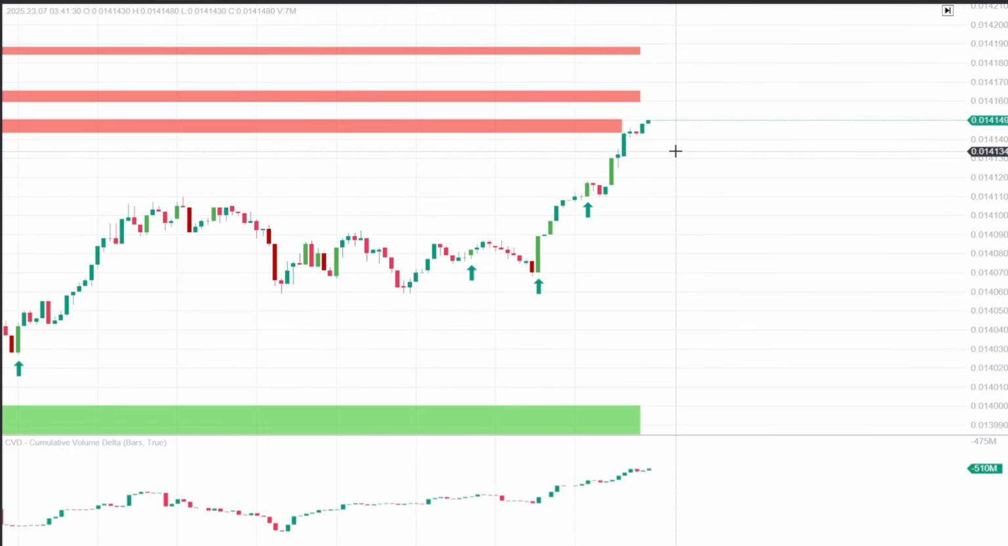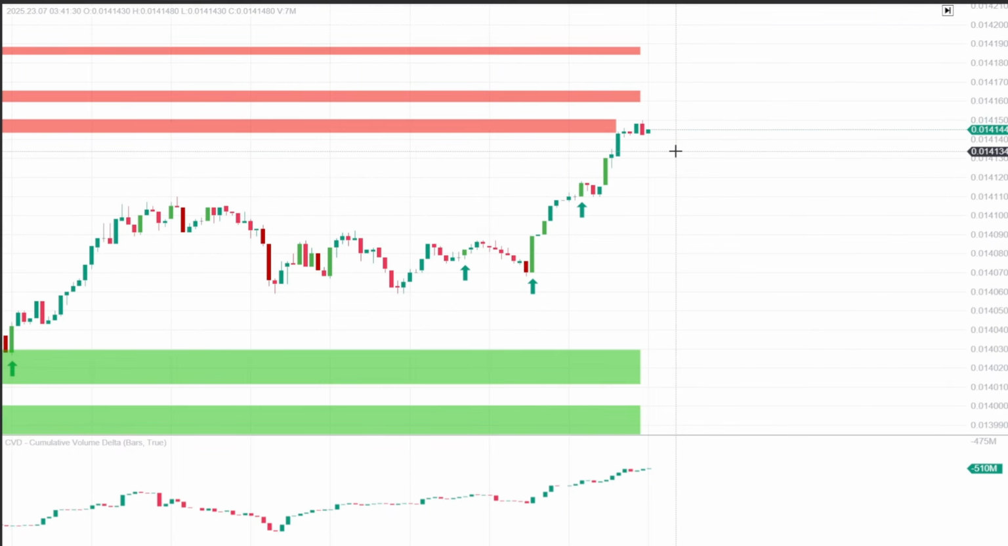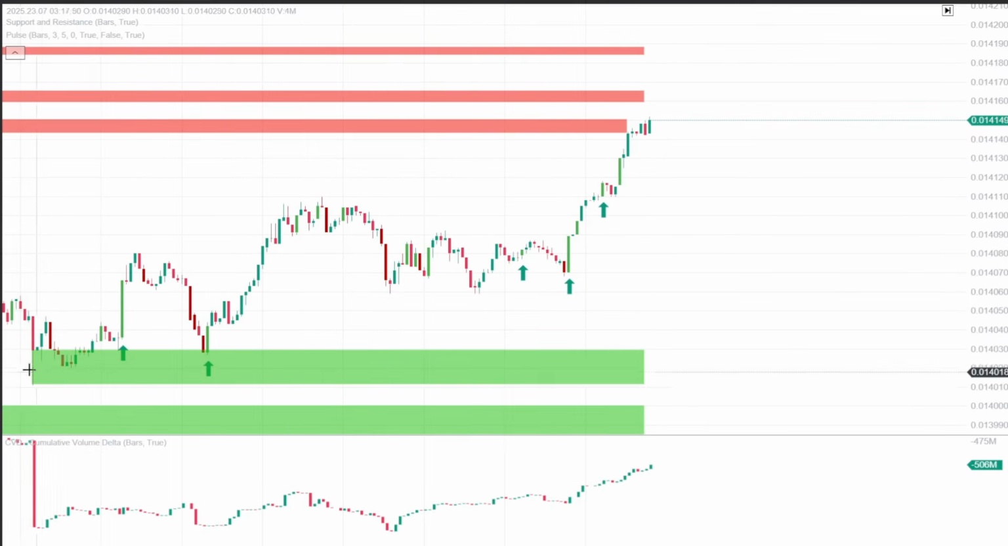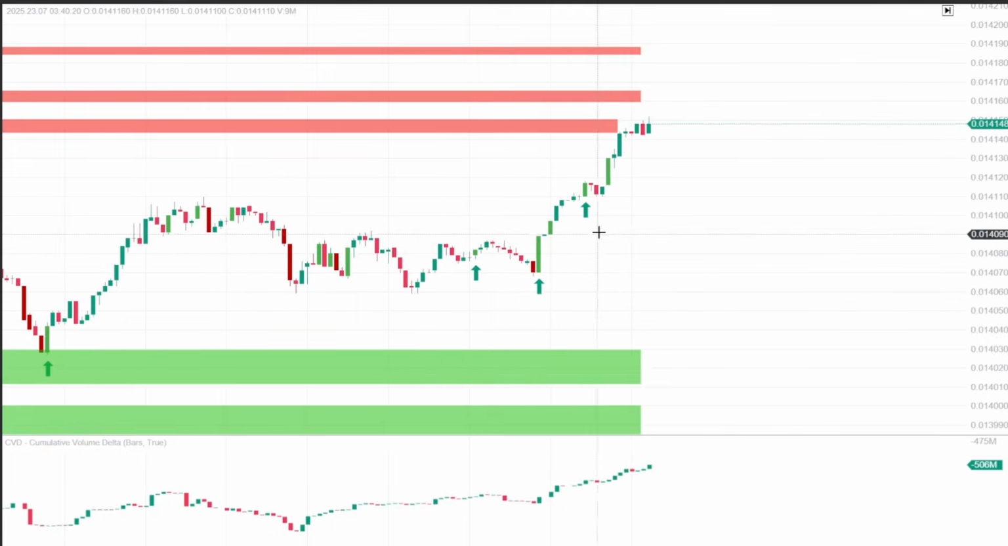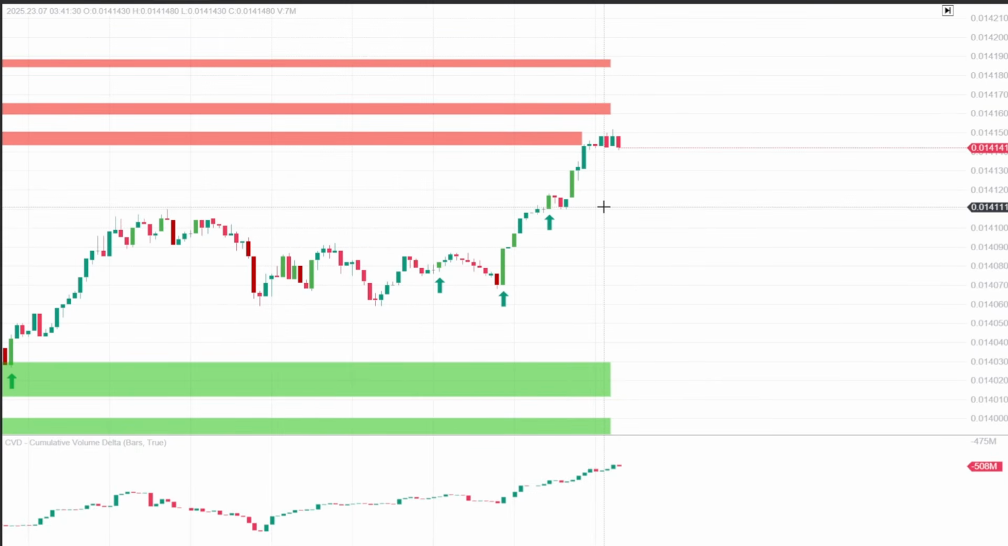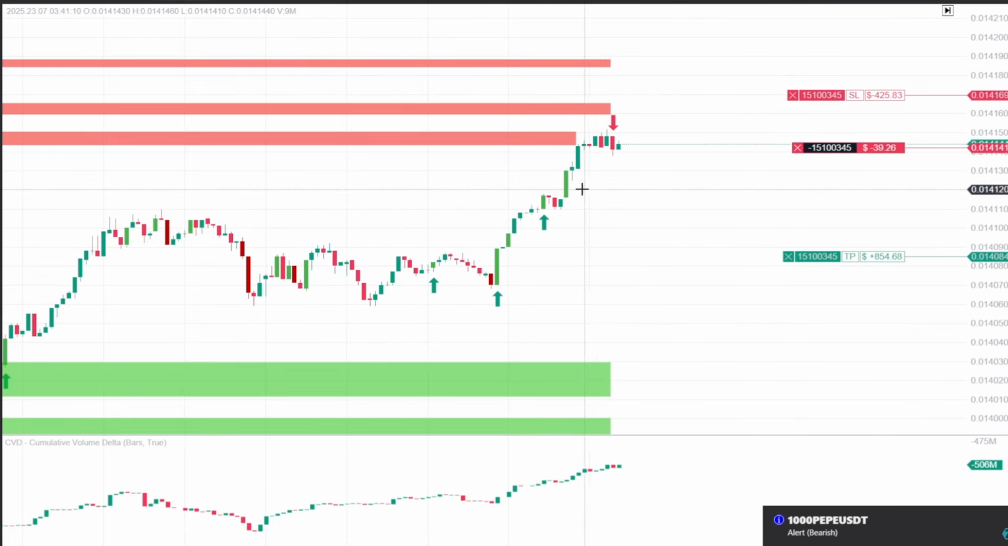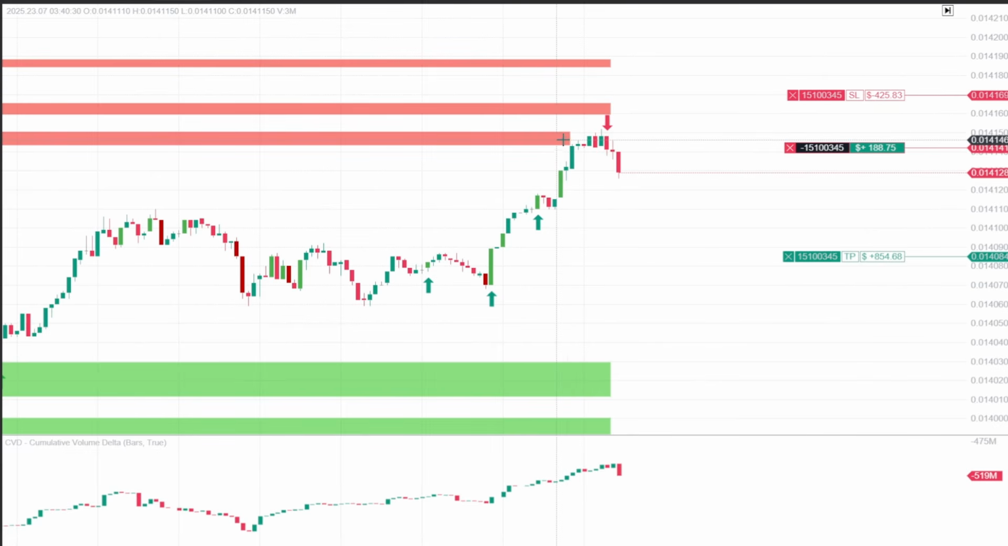So now we are at resistance levels, and these red and green lines, this is the support and resistance indicator as we print a new level. So this is our support and resistance indicator. It's completely free. You can get it on our website. And let's enter this position. We got a pulse signal. Now we are going to enter into the short direction.